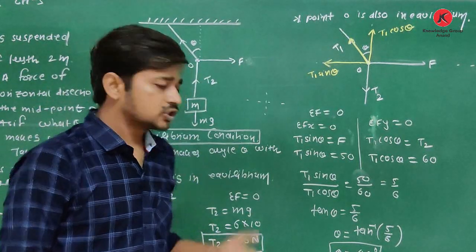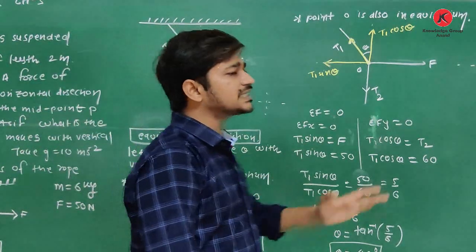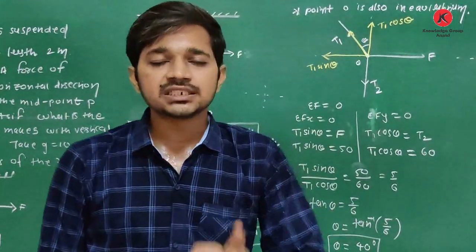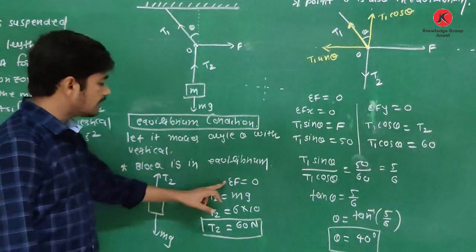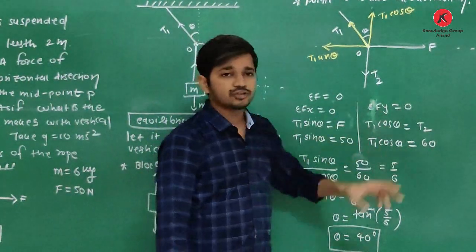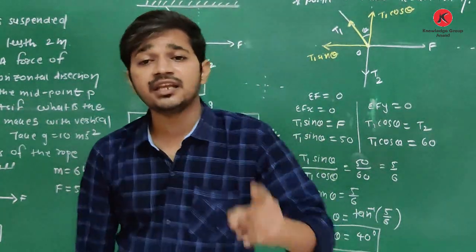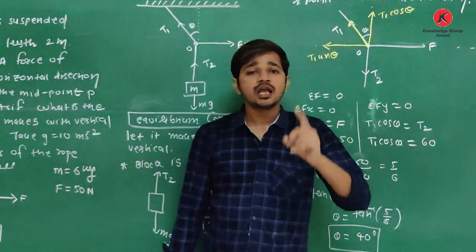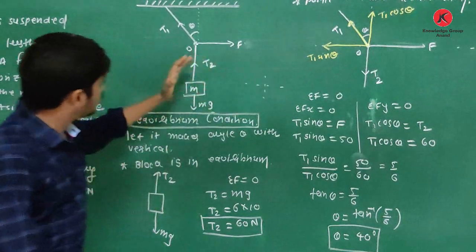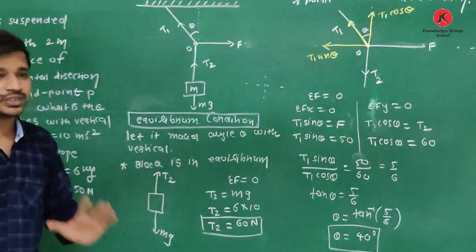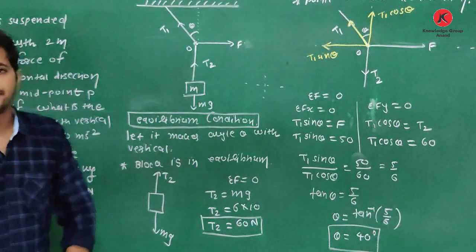Clear about this? So it is a question in which the whole system is in equilibrium. And for equilibrium, remember, sigma F is equal to 0 when the system is in equilibrium condition. Clear about this? Again, take care about the figure, how to draw such figures for the block and then separately for point O.